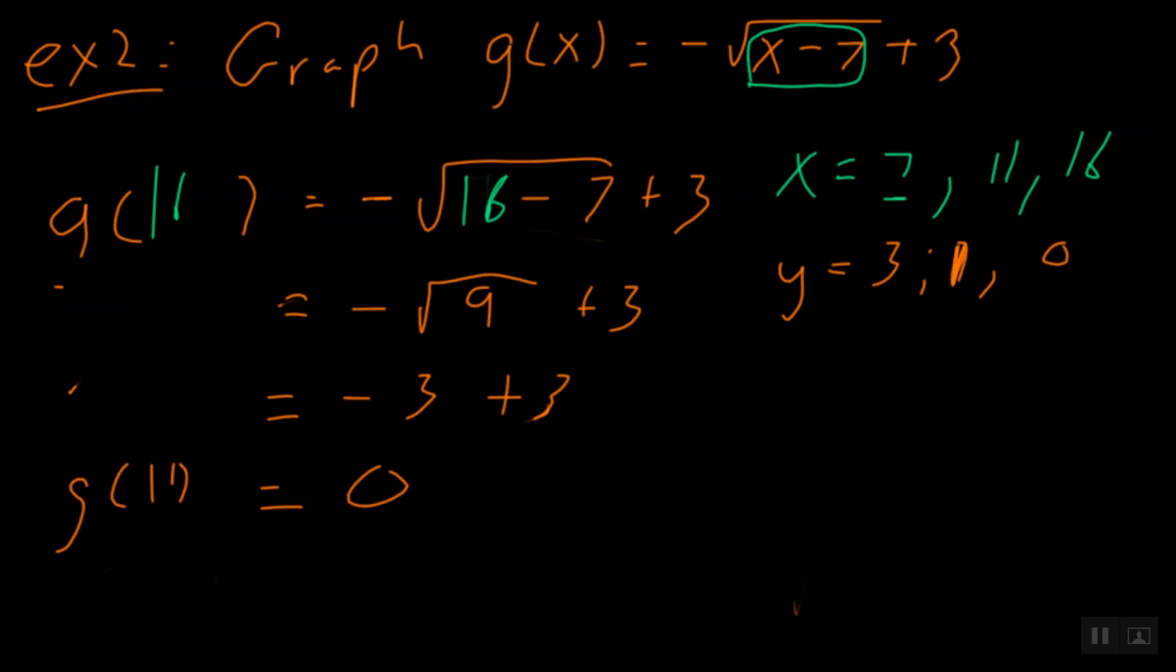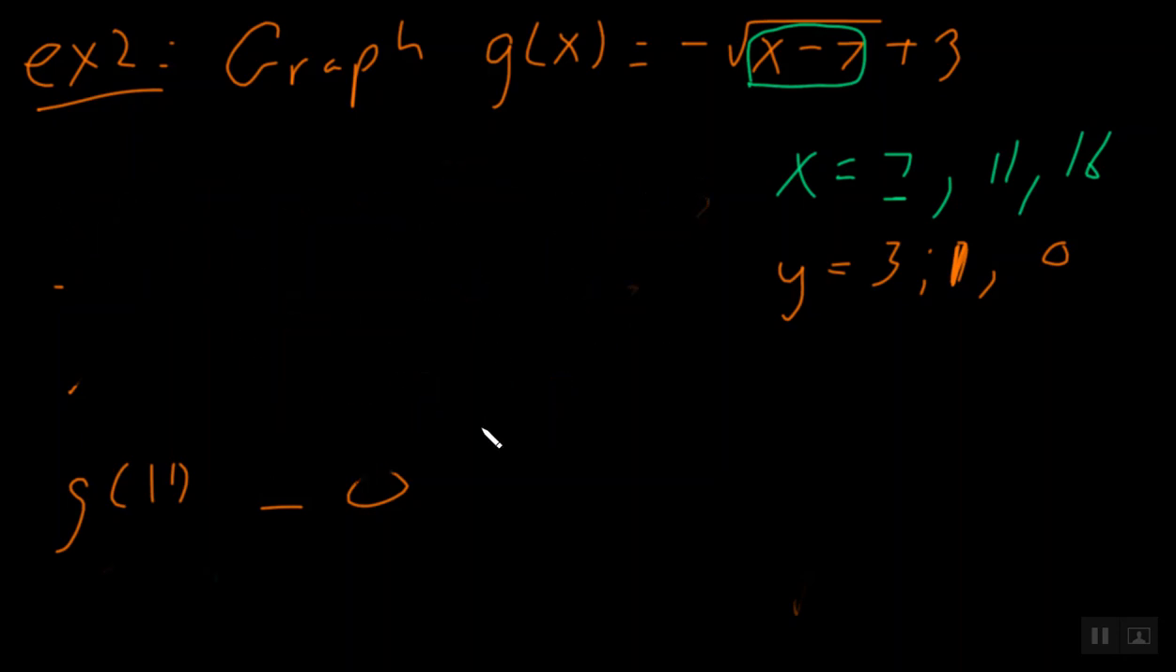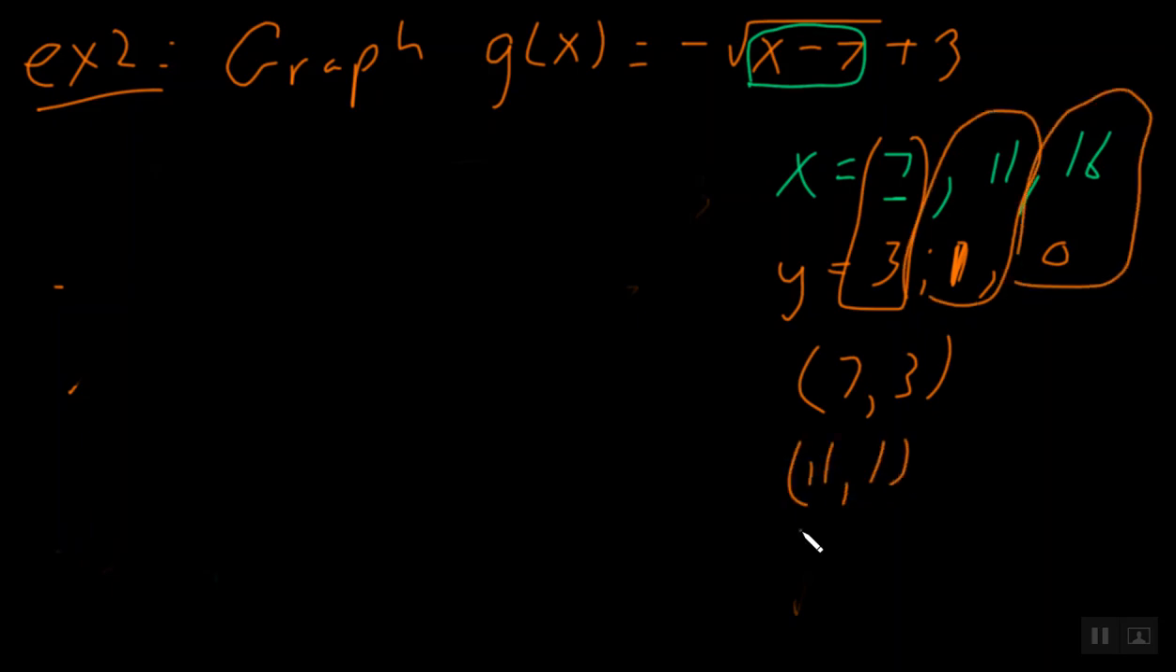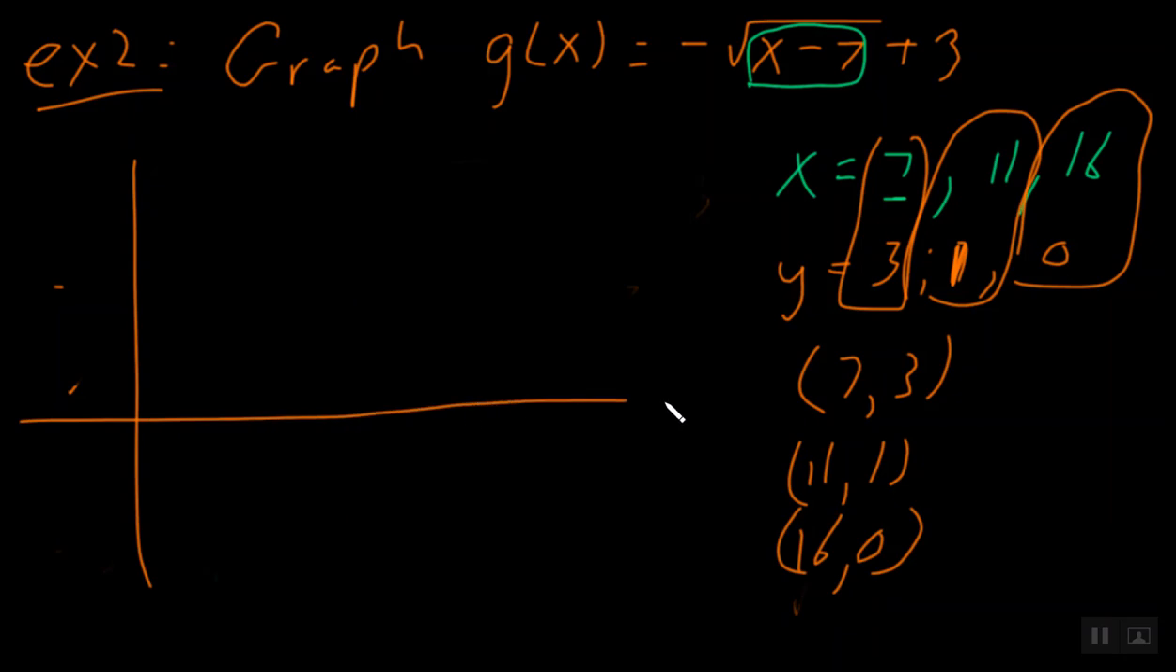Now we can go ahead and graph this. Let's see what this looks like. If you want to see what it looks like to write our points, we have 7, 3, we have 11, 1, and we have 16, 0. What I really want to do is put my y-axis way over here and really extend out my x-axis, because we have to go out 16 units.